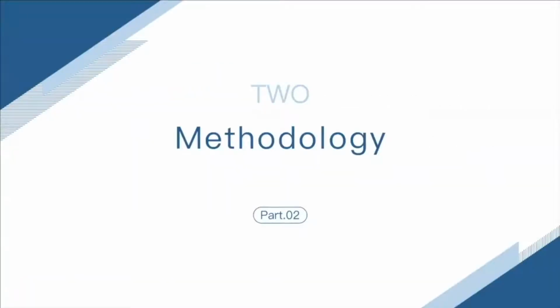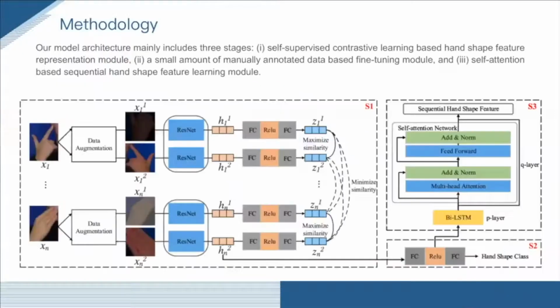And the next part is our model. To improve the performance of Q-speech handshape feature representation, in this work, we propose a 3-stage handshape feature extraction model. The first module is self-supervised contrastive learning-based handshape feature representation.